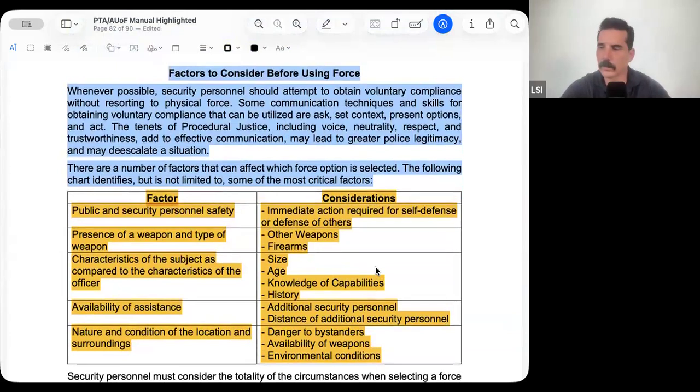Whenever possible, security personnel should attempt to obtain voluntary compliance without resorting to physical force. Some communication techniques and skills for obtaining voluntary compliance that can be utilized are ask, set context, present options, and act. The tenets of procedural justice, including voice, neutrality, respect, and trustworthiness, add to effective communication, may lead to greater police legitimacy, and may de-escalate a situation. There are a number of factors that can affect which force option is selected. The following chart identifies, but is not limited to, some of the most critical factors.